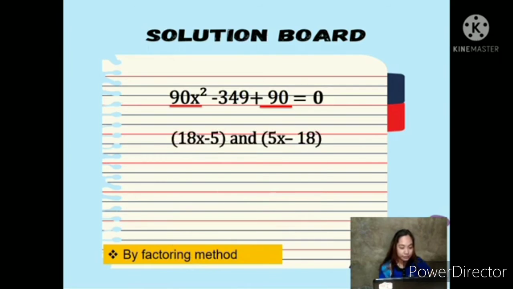So, we have 18x minus 5 and 5x minus 18. So, unahin natin ang 18x minus 5. So, magiging 18x equals 5. So, pag naglipat tayo from left to right, kung ano yung sign niya nung una, mababago po siya. Kaya, naging positive na yung number 5.